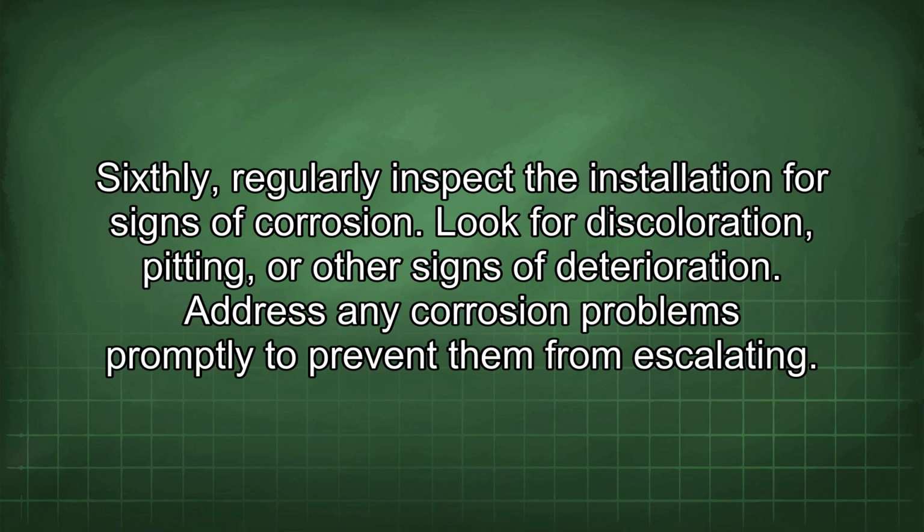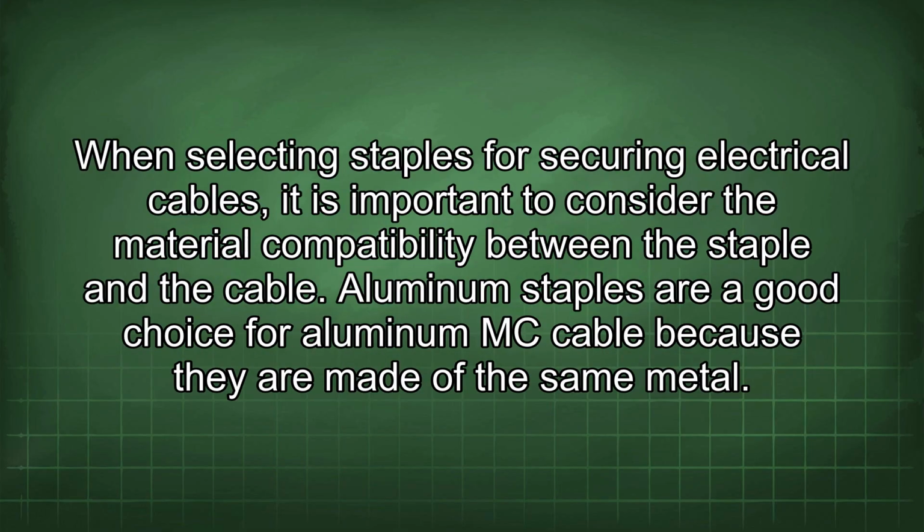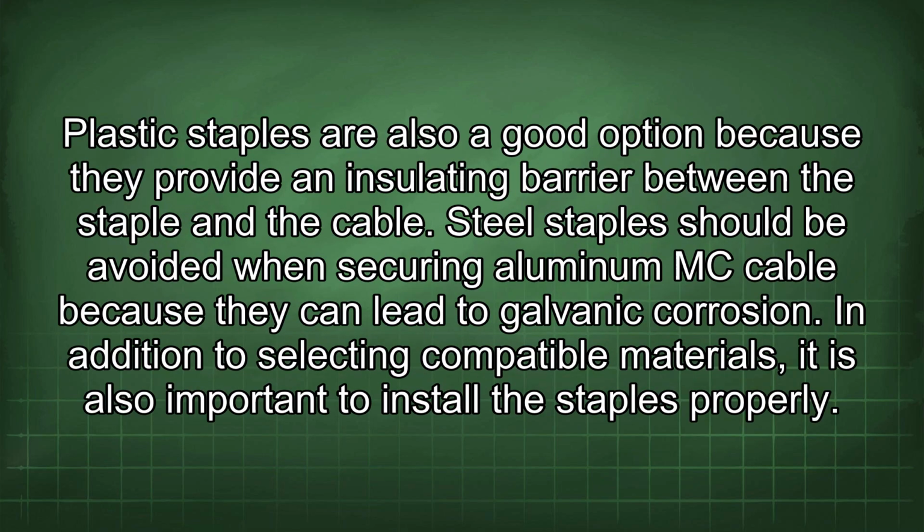Sixthly, regularly inspect the installation for signs of corrosion. Look for discoloration, pitting, or other signs of deterioration. Address any corrosion problems promptly to prevent them from escalating. When selecting staples for securing electrical cables, it is important to consider the material compatibility between the staple and the cable. Aluminum staples are a good choice for aluminum MC cable because they are made of the same metal. Plastic staples are also a good option because they provide an insulating barrier between the staple and the cable. Steel staples should be avoided when securing aluminum MC cable because they can lead to galvanic corrosion.